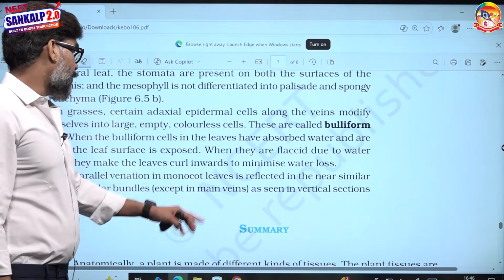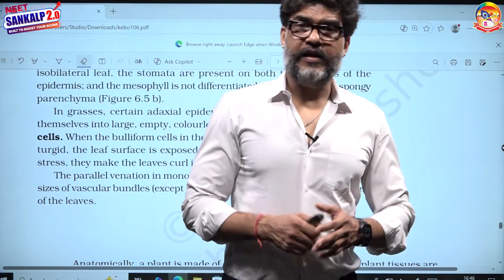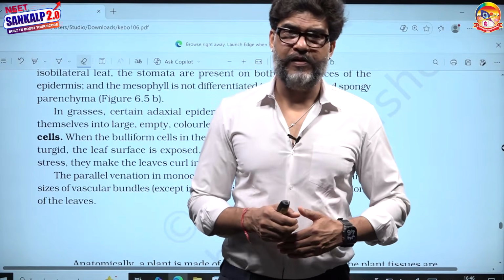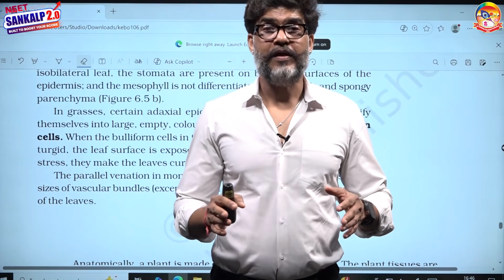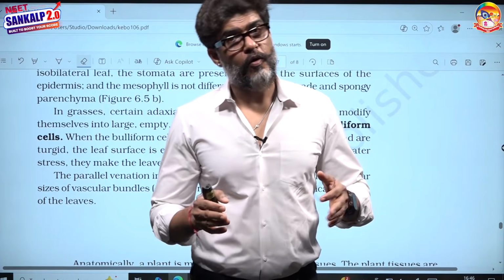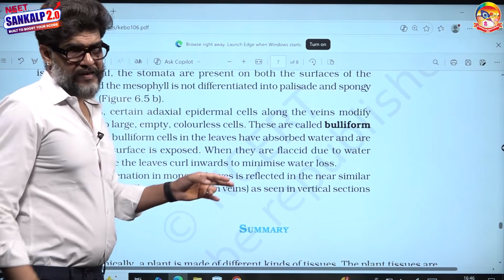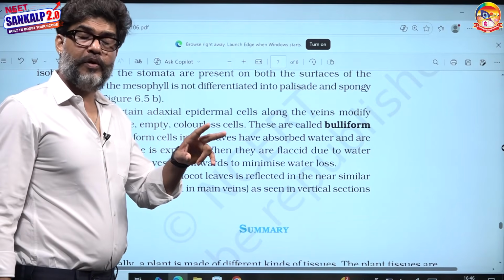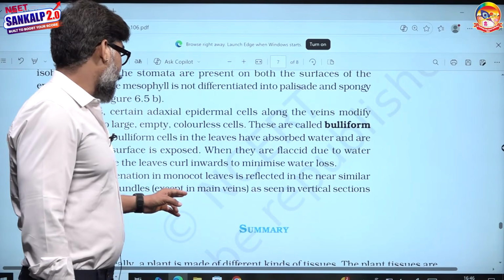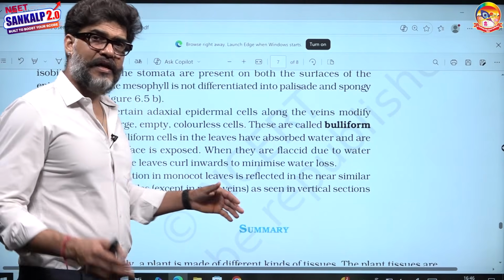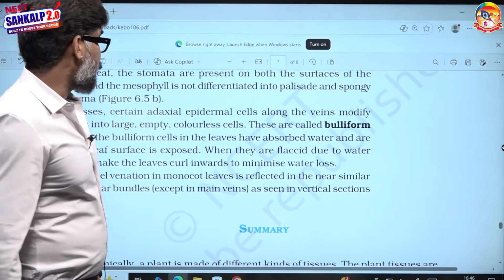The parallel venation in monocot leaves is reflected in the nearly similar size of the vascular bundles. As we know, in monocot leaves or isobilateral leaves, the vascular bundles are of almost uniform size. Why? Because all the veins and lateral veins are of equal size. So you can say that parallel venation is a characteristic of the isobilateral leaf, and reticulate venation was the characteristic of the dorsiventral leaf. So in the isobilateral leaf of the monocot, all vascular bundles are nearly of the same size. It reflects the parallel venation of the leaves.